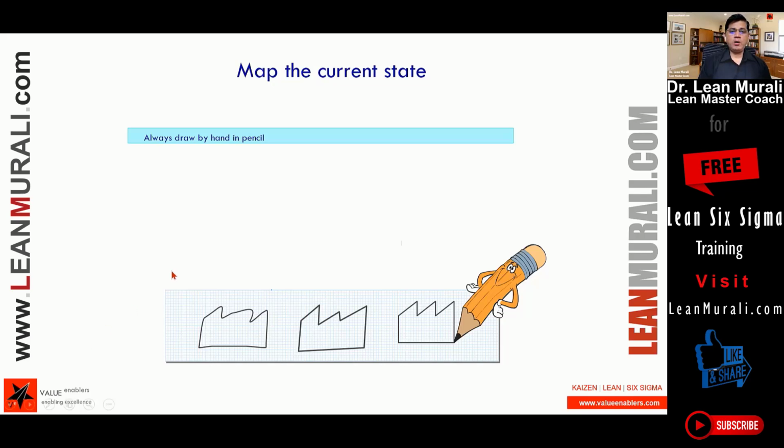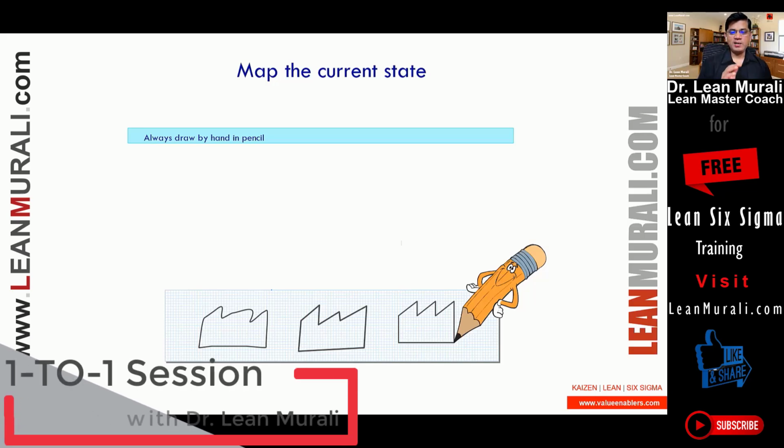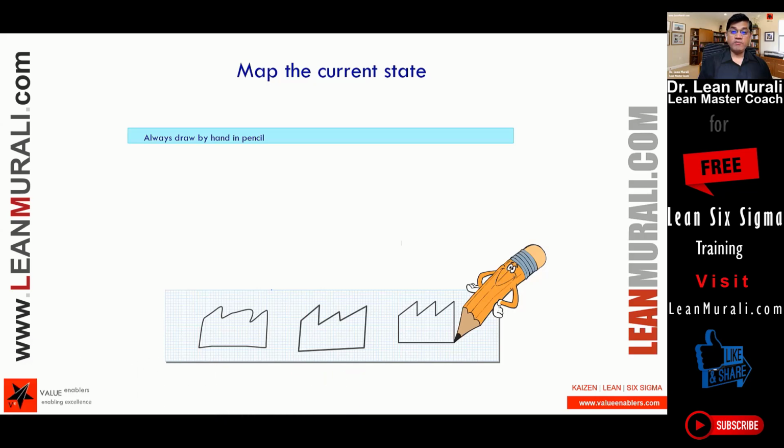Always draw by hand in pencil. Later on, for preserving it, you can put it in the computer software. Do not purchase a software and start doing a value stream mapping in a software. And there are a lot of reasons why it should be drawn by pencil. As you draw, you will think of further information you will need.